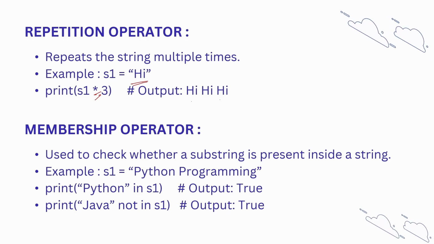Okay, next is the membership operator. It is used to check whether a substring is present inside a string. What is a substring? A substring is a part of that string. For example, we have "Python programming". Here we can say "Python" is a substring of this whole string, or "prog" is a substring of "Python programming". When we say "Python" in S1, it gives the output True, because this substring is present in "Python programming". And when we say "Java" not in S1, it again gives True, because Java is not a substring of "Python programming". Okay, so this is clear.